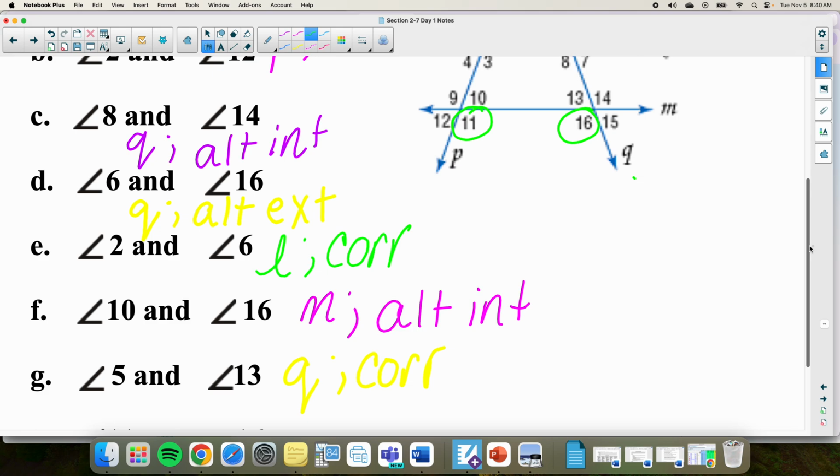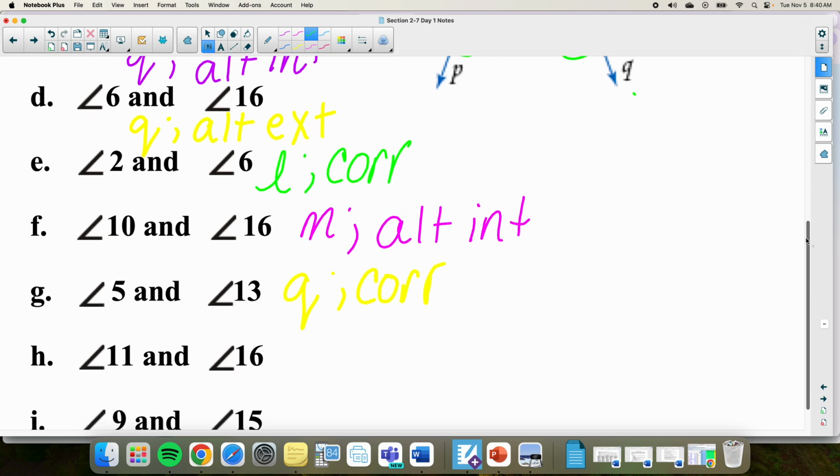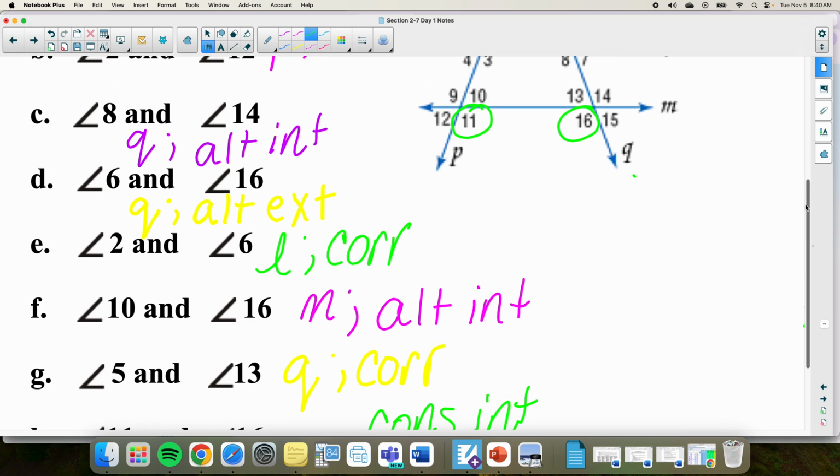They're both inside and they're both along this, so they're on the same side of the transversal and they're inside. So that is consecutive interior and they lie along M.